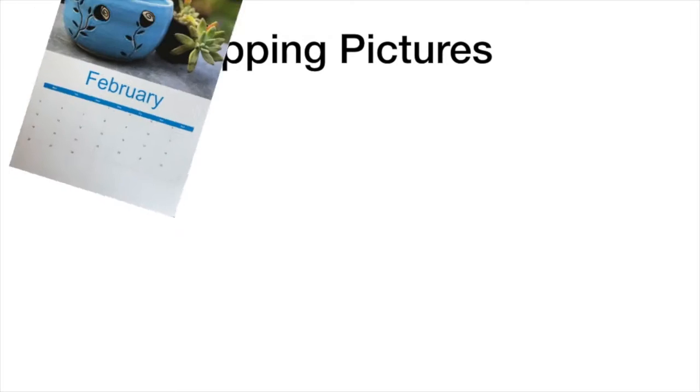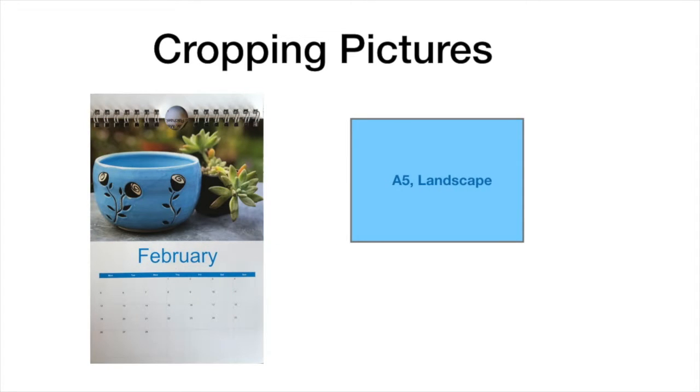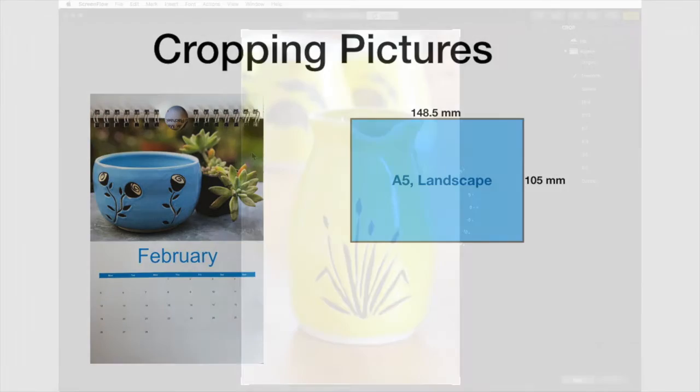Next, what happens to the proportions of a picture when it's cropped? I'm trying to put together a calendar where each photograph is A5 in size and arranged as landscape. An A5 picture has sides 148.5 by 105 millimeters. So I need to crop each picture to this correct proportion.